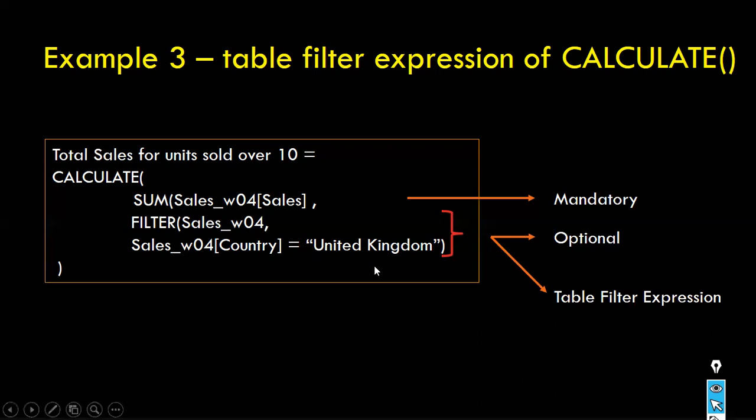Table, filter expression. The filter is also an iterator function. Remember this. But there is an exception here, because this function doesn't end with X, but it is also an iterating function. Since it's an iterating function, the first argument is supposed to be the table name and then the condition.